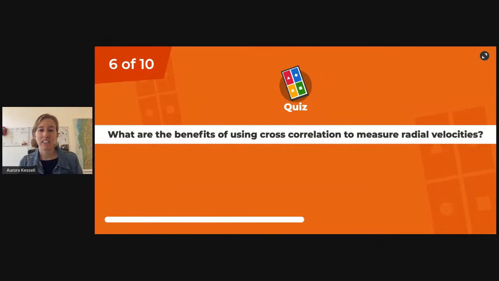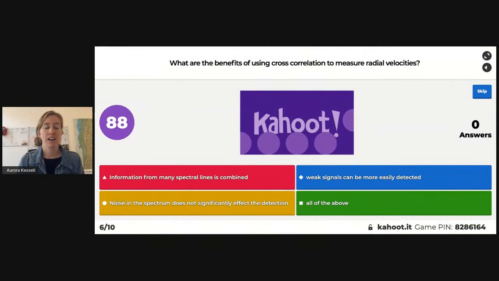What are the benefits of using cross-correlation to measure radial velocities? Oh, good, this one's longer. Information from many spectral lines is combined. Weak signals can be more easily detected. Noise in the spectrum does not significantly affect the detection, or all of the above.